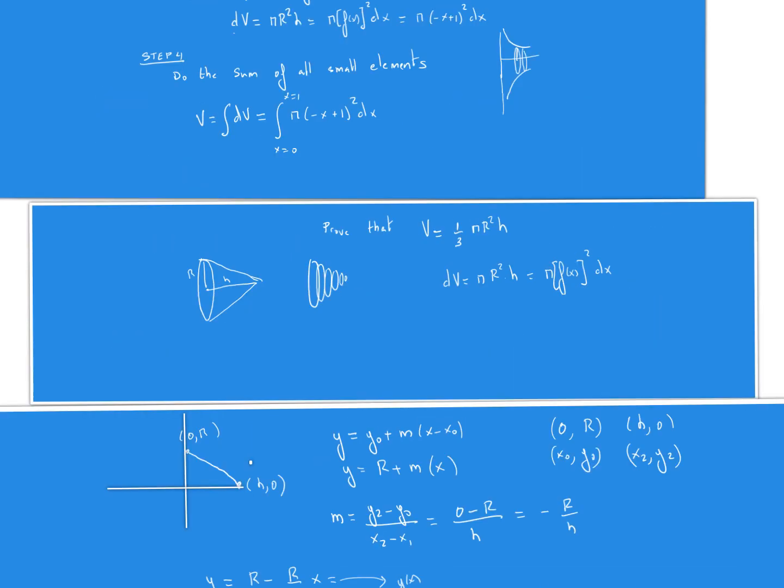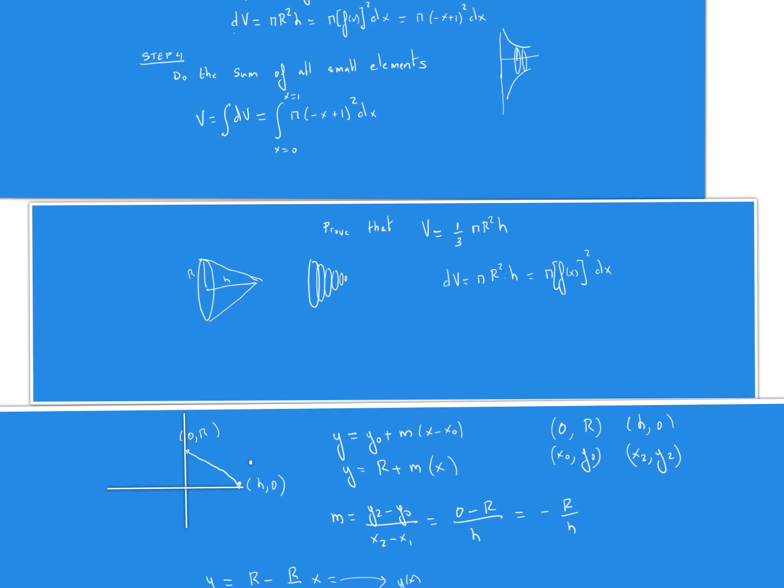Okay, now you may ask, can I prove that the volume of a cone is 1/3 pi r squared h? This is the cone. This is the radius r. This is the biggest radius.